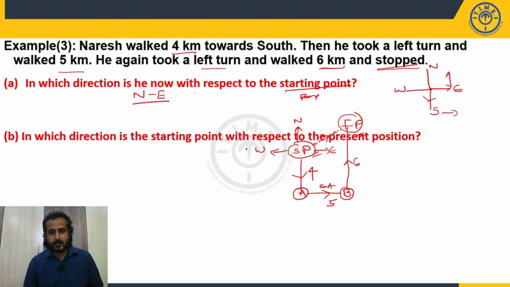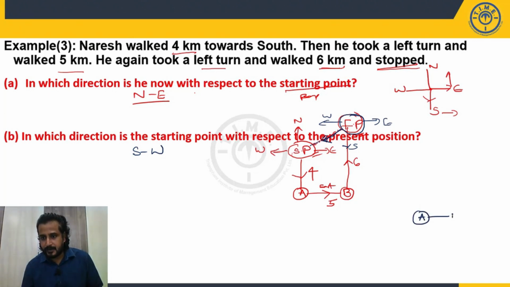Now what is the other question given below this? In which direction is the starting point with respect to the present position? The present position is nothing but this point. So from this point they are asking for the starting point's direction. On a paper, right hand side will be east, left hand side is west, downwards is south. So this direction is between south and west. So what is my answer? Southwest.